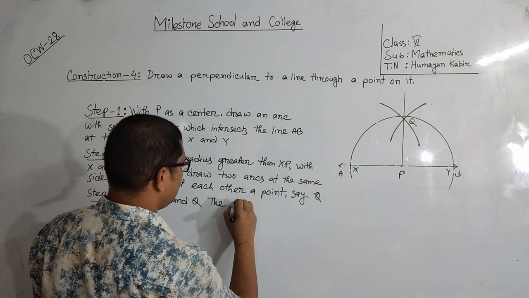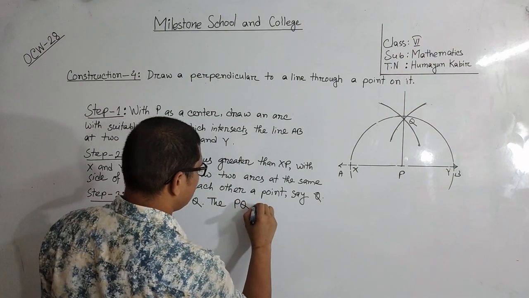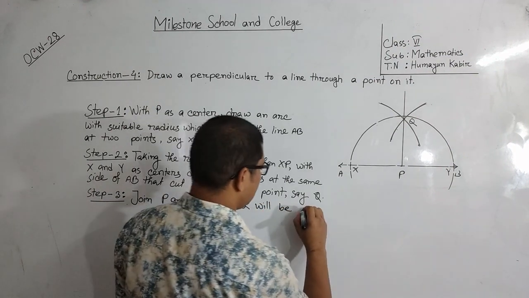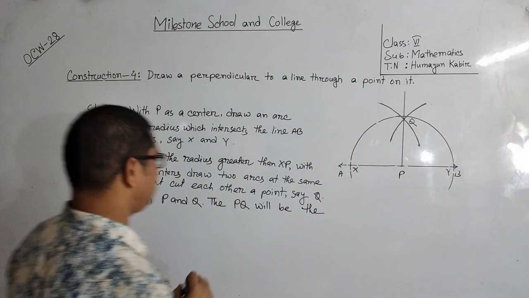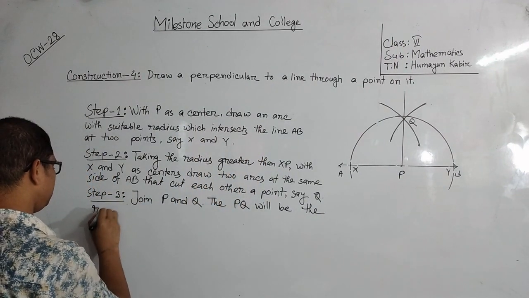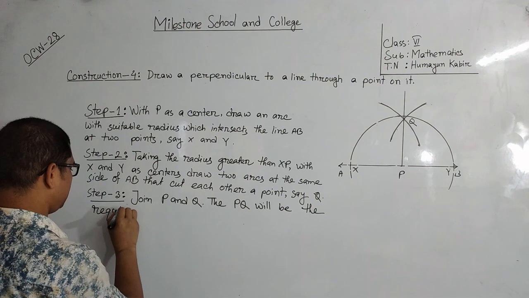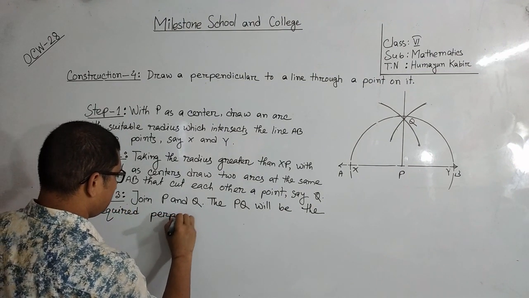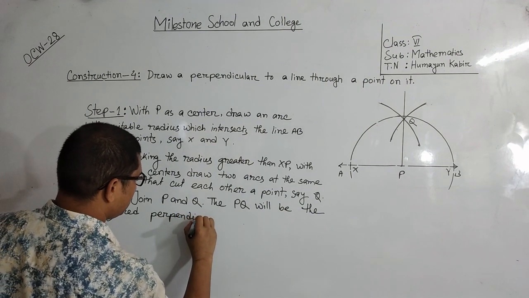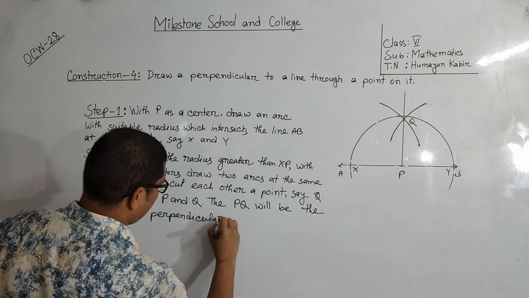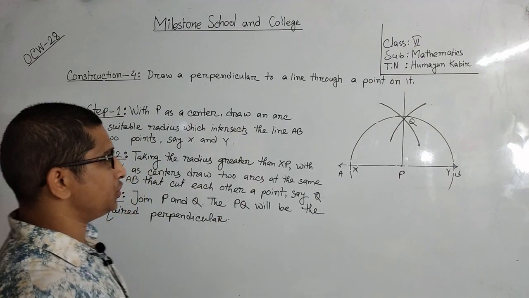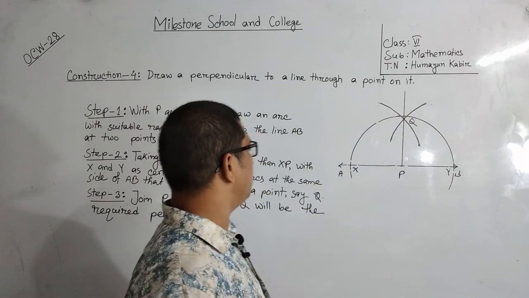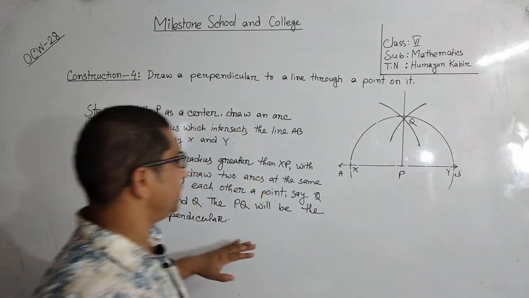Then PQ will be the required perpendicular. So if we join P and Q, then this PQ will be the required perpendicular. I think it is very clear to you.